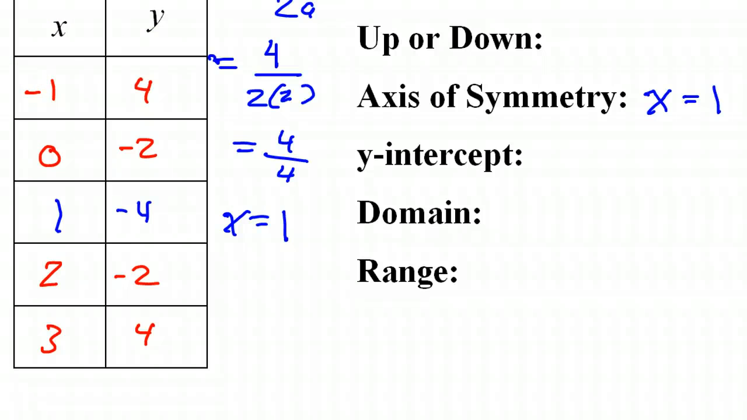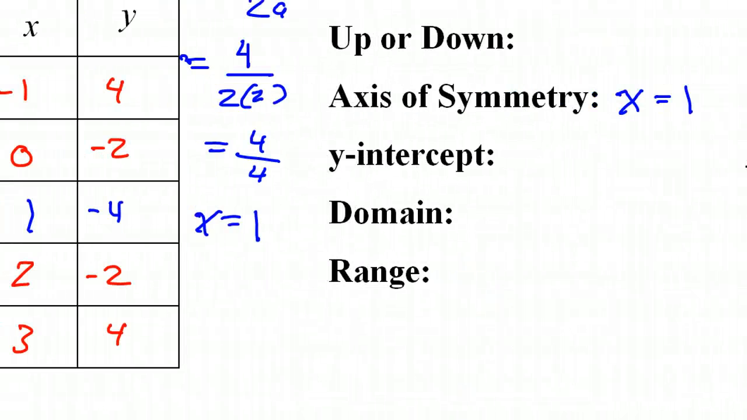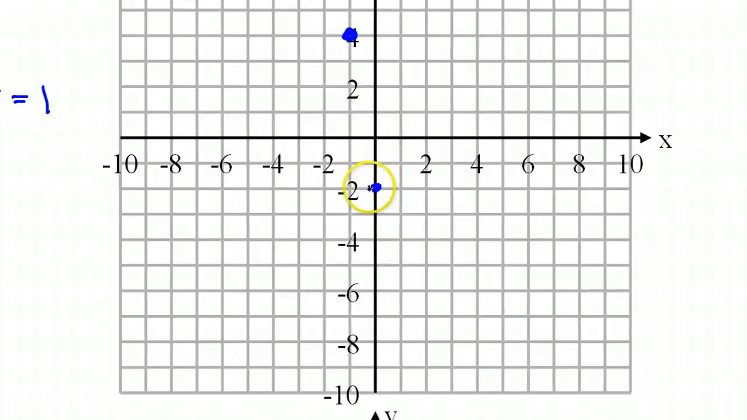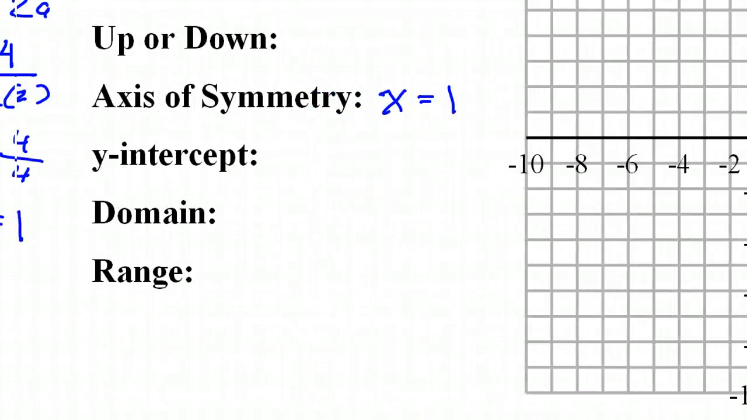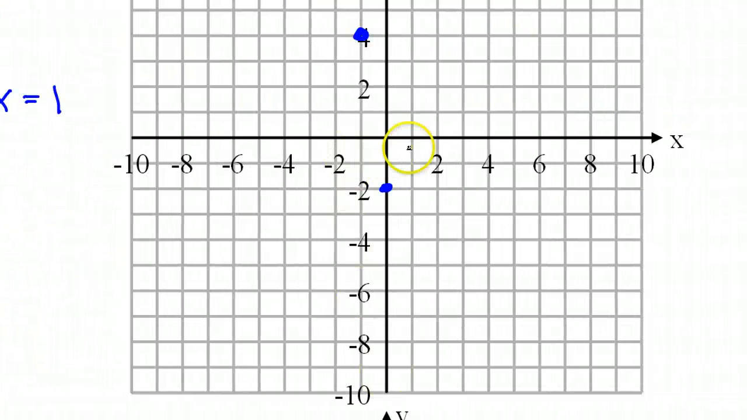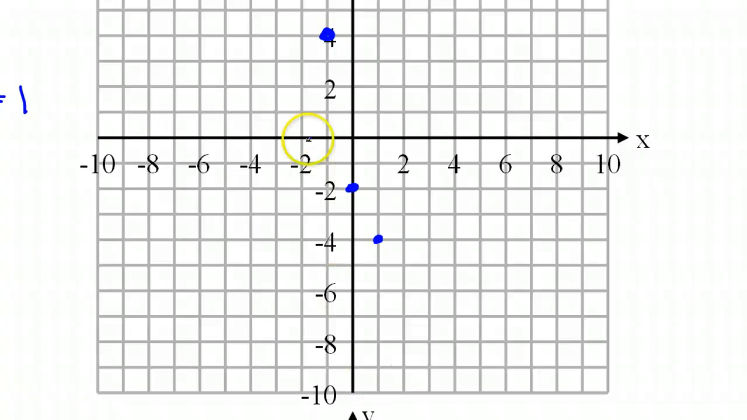So -1, 4 would be right there. Okay, 0, -2 would be there. 1, -4 would be right here. 2, -2, and we see the symmetry. So it would be right there.